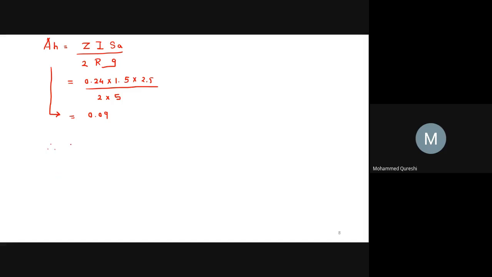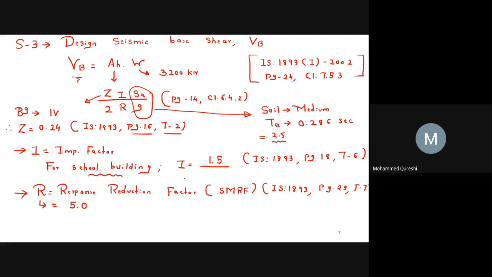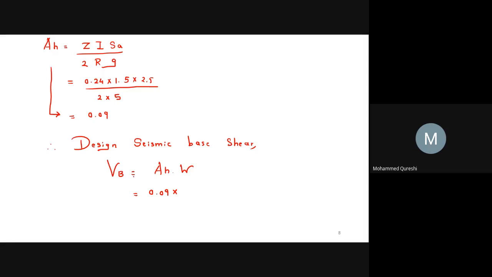So now our next step will be to design the seismic base shear, that is VB equals AH into W. The value of AH is 0.09 and the value of W we had calculated in the first step as 3200. So VB equals 288 kilonewton.